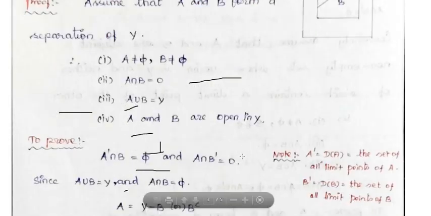What is A dash and B dash? A dash is the derived set of A, that is the set of all limit points of A. B dash is the derived set of B, that is the set of all limit points of B. Before we prove that, we first need to know what a limit point is.